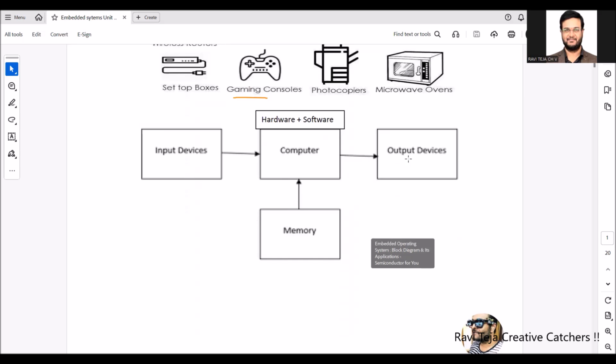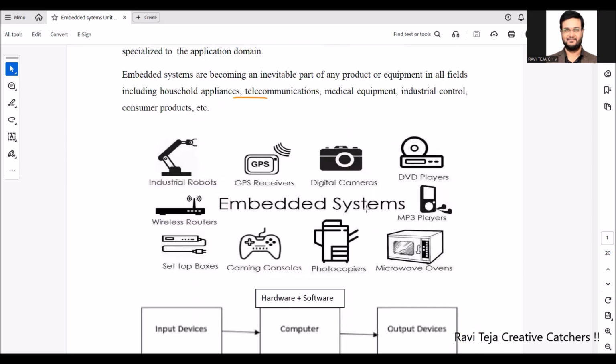If you clearly see, an embedded system is a combination of hardware as well as software. Here hardware indicates input devices, computers like a microcontroller or microprocessor, output devices, along with the memory. The software indicates the instructions or the set of programs you put into that microcontroller or microprocessor with the help of memory. So whenever you give some input, it gives you the desired output. This is how a basic embedded system can be defined.